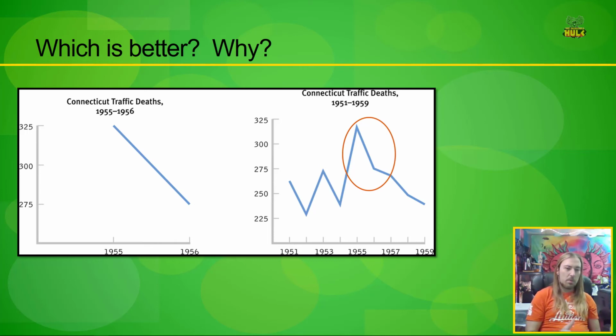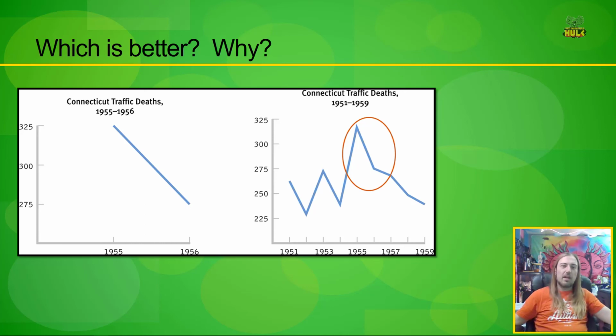That we put more money into state troopers in 1955, and we found that over the period of 1955 to 1956, traffic deaths went down from 325 to 275. So that's the figure on the left. Well, what if somebody disagreed with you and said, yes, they did go down, but I think it's worth noting the larger scale here and looking at deaths in 51, 52, 53, 54, and then maybe also in 58 and 59.